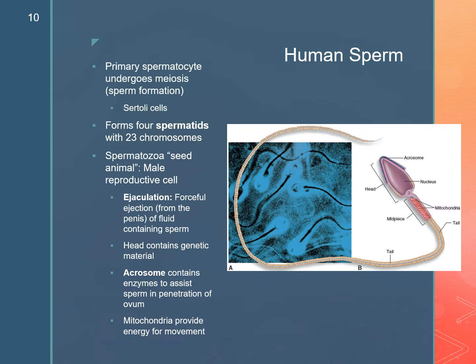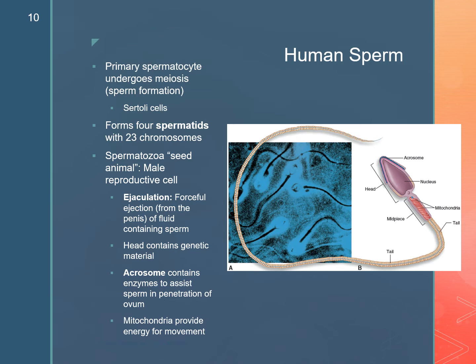As I mentioned previously, those primary spermatocytes are going to undergo meiosis, which is going to lead to those spermatids, which develop into spermatozoa, and this is happening in specialized cells called Sertoli cells. And we're going to end up with 4 spermatids. And interestingly, spermatozoa translates to seed animal, or the male reproductive cell. It kind of looks like a little animal, right?